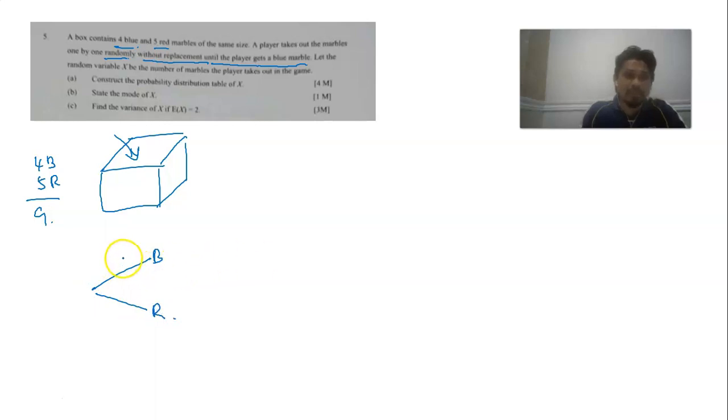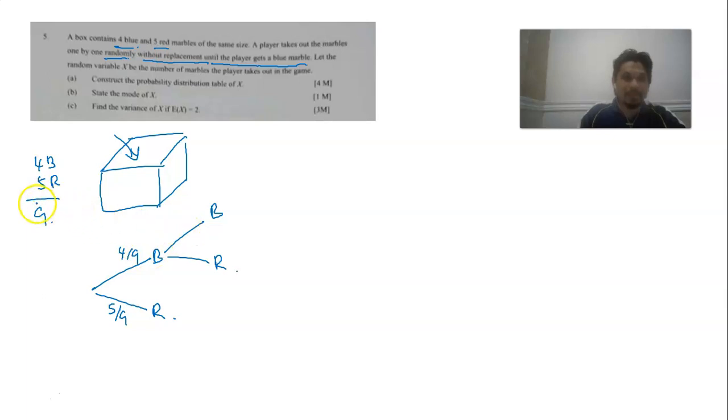Okay, so if I pick the first ball, which is blue, out of the total of 9 balls, it is 4 over 9. If the first ball is red, then the probability is 5 over 9. Okay, if I pick a ball for the second time, it may still be blue, or it might be red.